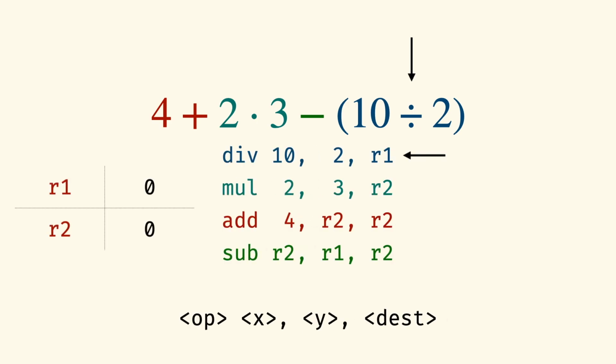Let's do a quick step through to make sure that everything is correct. We divide 10 by 2 and put the result in R1, multiply 2 by 3 and put the result in R2, add 4 in R2 and put the result in R2, and subtract R1 from R2 and put the result in R2. And our answer is 5, which is right.